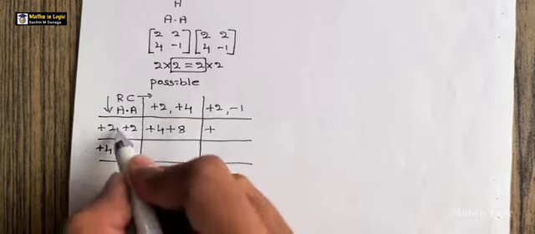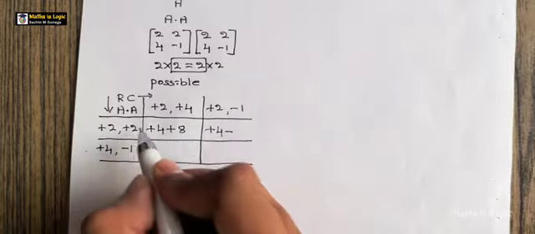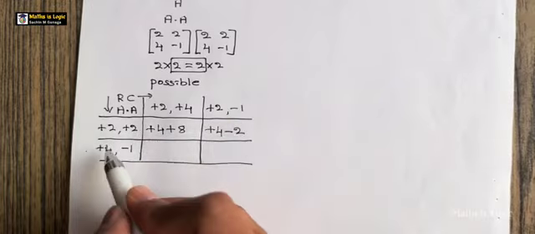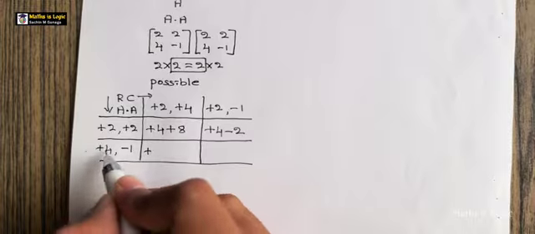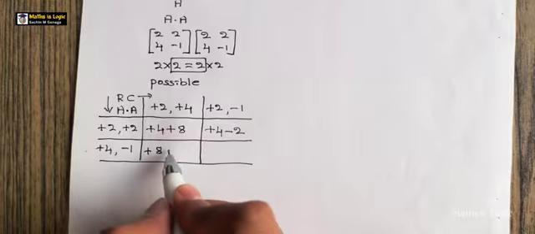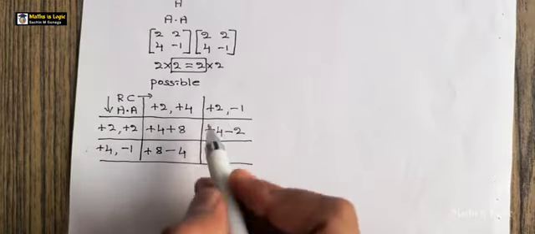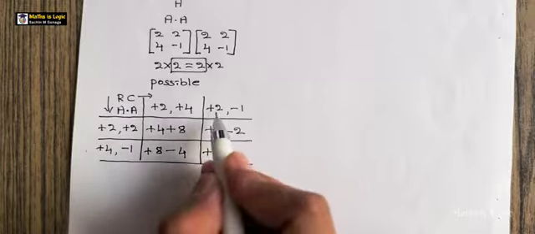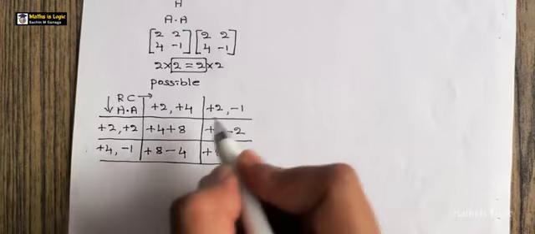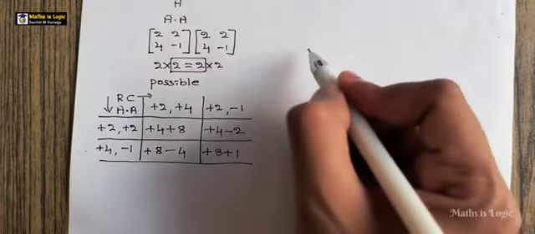plus into plus, plus 2 into 2, 4, plus into minus is minus 2 into 1, 2, plus into plus, plus 4 into 2, 8, minus into plus is minus 1 into 4, 4, plus into plus, plus 4 into 2, 8, minus into minus is plus 1 into 1 is 1.